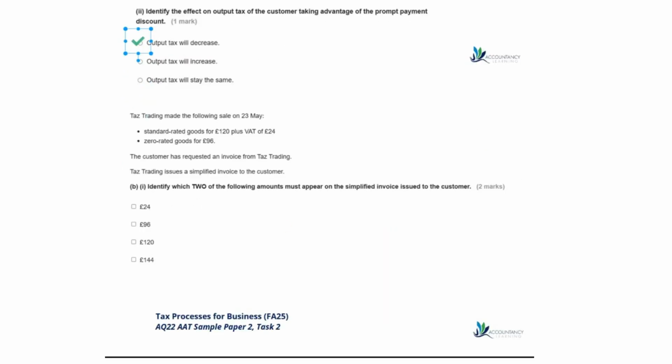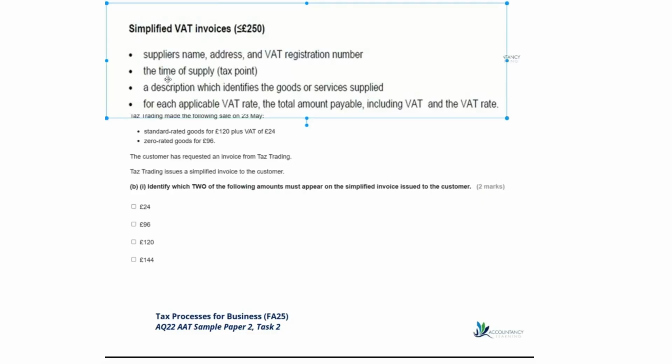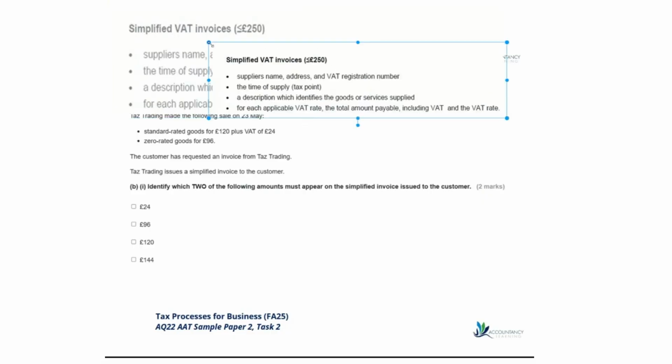TAS Trading made the following sale on the 23rd of May. Standard rated goods for £120 plus VAT of 24 and zero rated goods for 96. The customer has requested an invoice from TAS Trading, and a simplified invoice is issued. Identify which two of the following amounts must appear on the simplified invoice issued to the customer. So there's something in the reference material that will help us here.